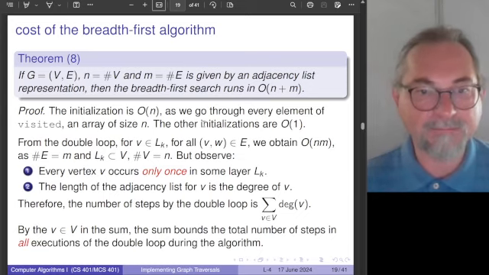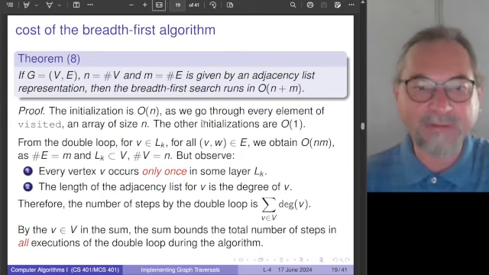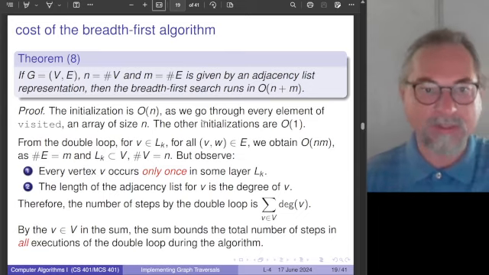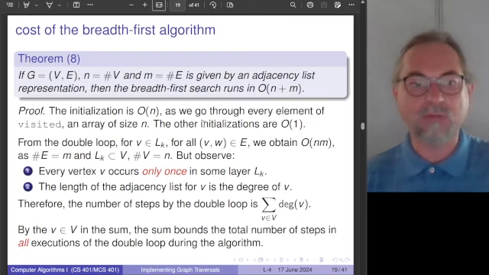Okay, so observe that every vertex appears only once in the layer. So even though we go over all layers, we will do this only once.